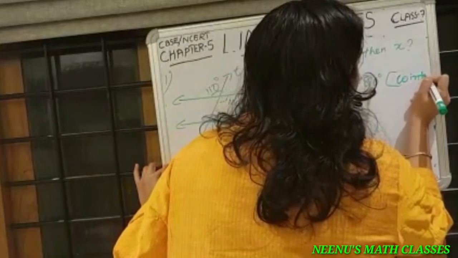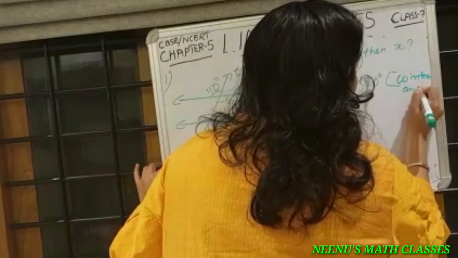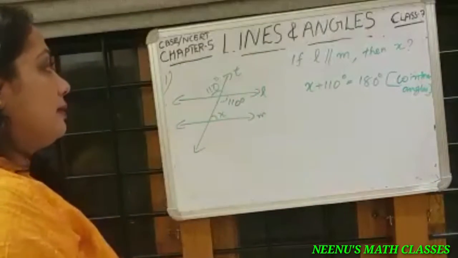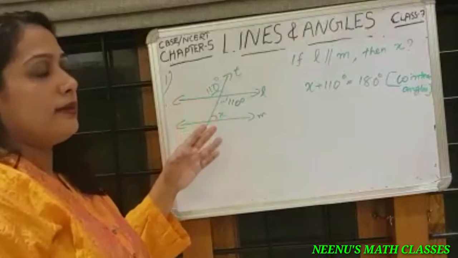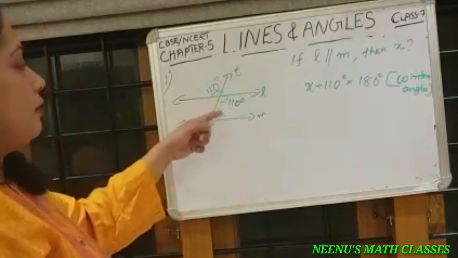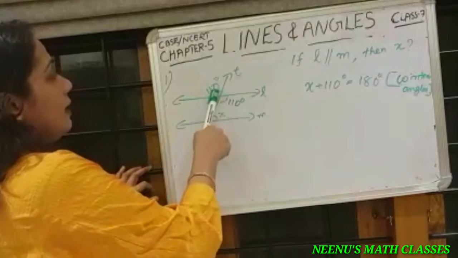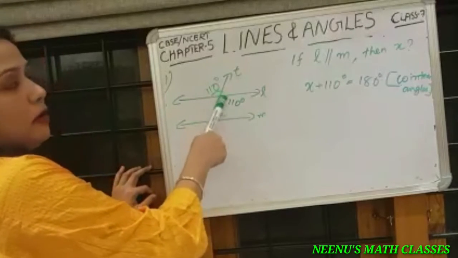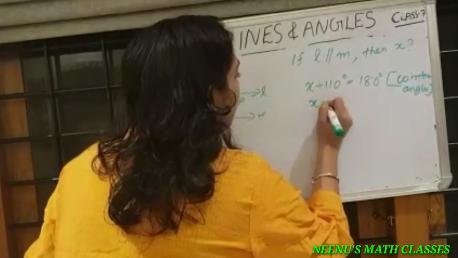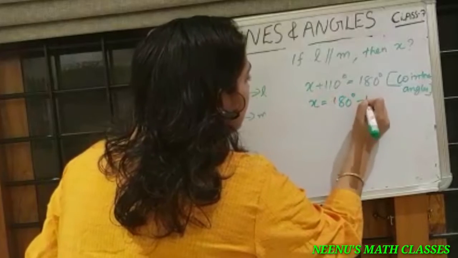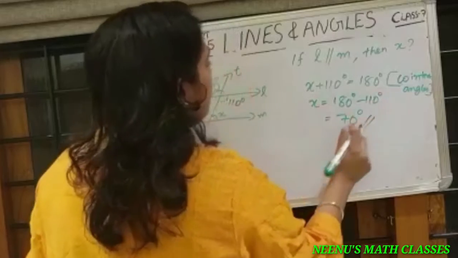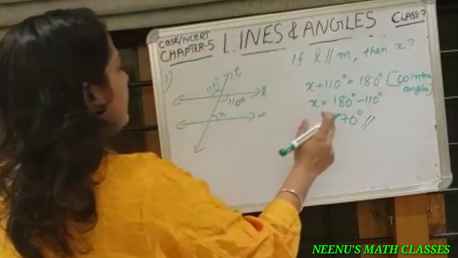Co-interior angles are the interior angles on the same side of the transversal. So x plus 110 degrees equals 180 degrees. We got 110 and 110; these are vertically opposite angles. Again x plus 110 is 180. Then x equals 180 degrees minus 110 degrees. We get 70 degrees. This is the answer. Here x equals 70 degrees.